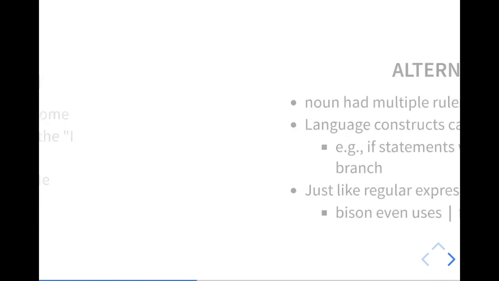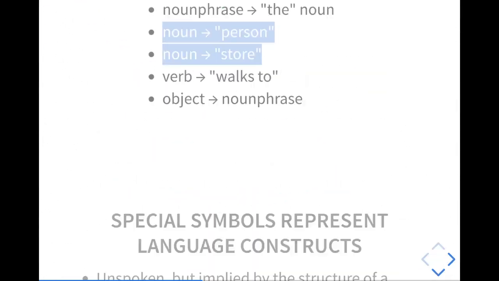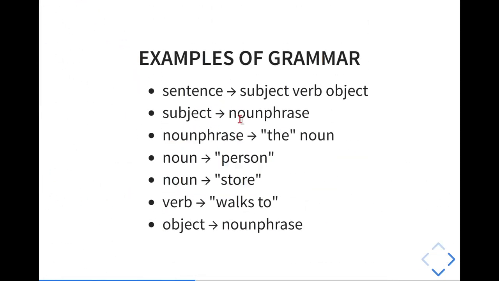And so I use this notion of a context-free grammar to write this grammar, where so what are the terminals in this language, or this grammar? What are the terminal symbols? Yeah, go ahead. The person. Yeah, all the quoted ones. These are the terminals in our language. What are some non-terminals in this language? Yeah, noun, phrase, verb, object, all the stuff on the left-hand side. And what's a rule in this language, or what's a production in this language?